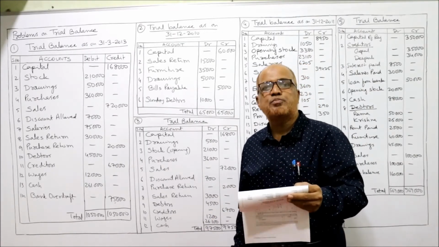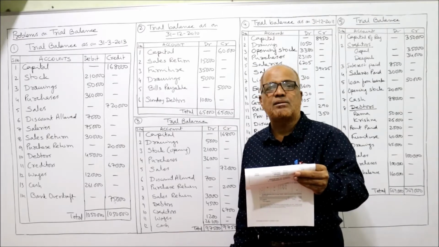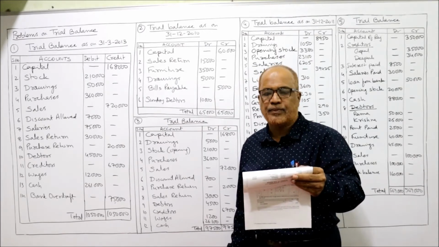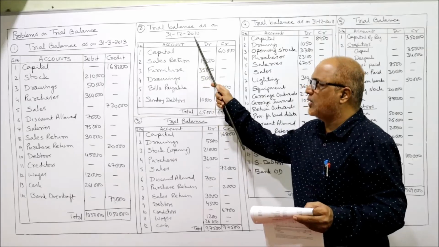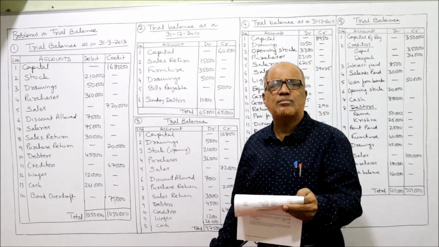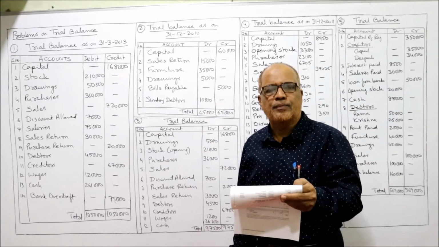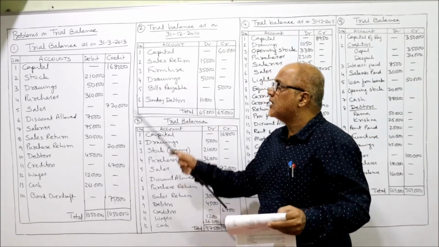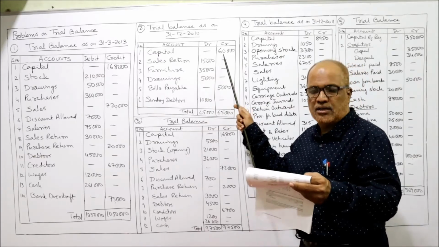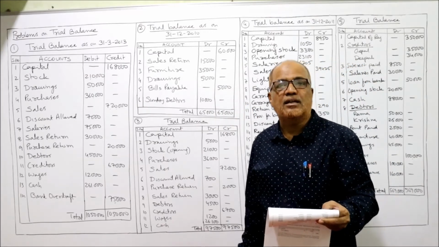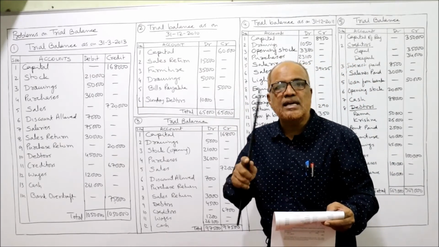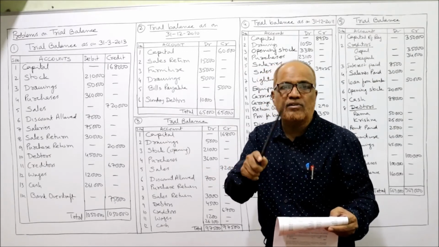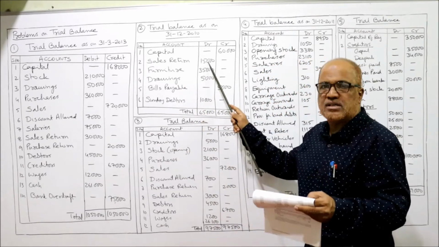From the following balances, prepare the trial balance as on 31st December 2010. Only 6 items are given. The first item, capital, will show credit balance. So capital 60,000 credit. Second, sales return, debit balance. Sales will show credit balance, sales return will show debit balance. So sales return, debit side 15,000.